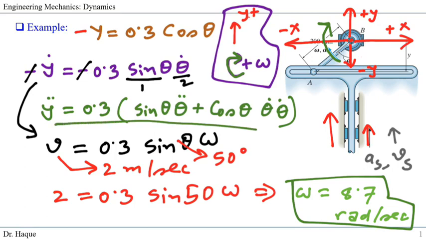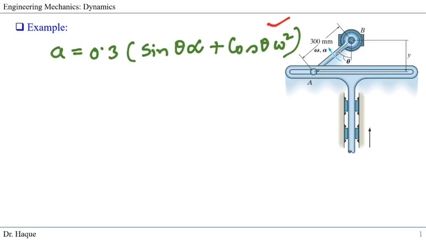We can rewrite this equation, and let's see. In this equation, y double dot is our acceleration, theta double dot is angular acceleration, and theta dot multiplied by theta dot is theta dot squared, and theta dot is omega, so we'll have omega squared. Now if we rewrite this equation, we will get this form. In this form, we know the acceleration, which is 3 meters per second squared. It is in the positive y direction, so we'll just put 3. Theta is 50 degrees.